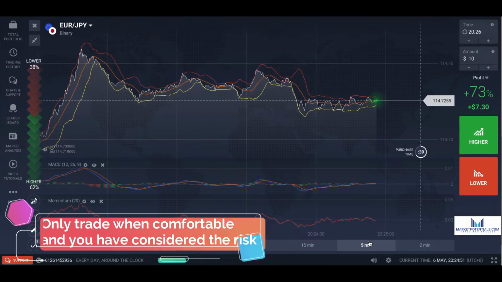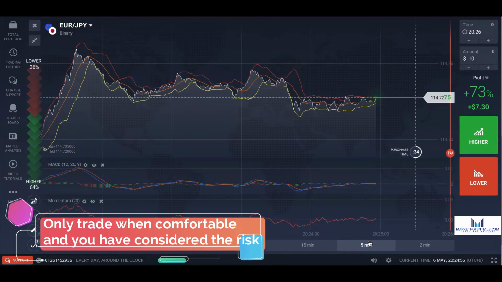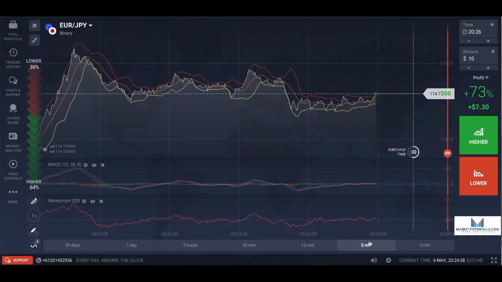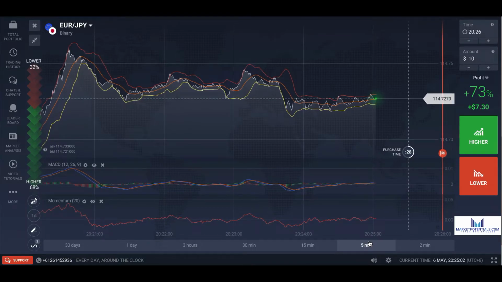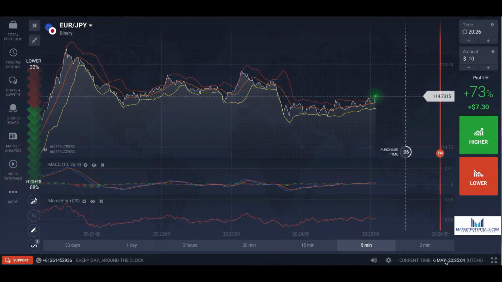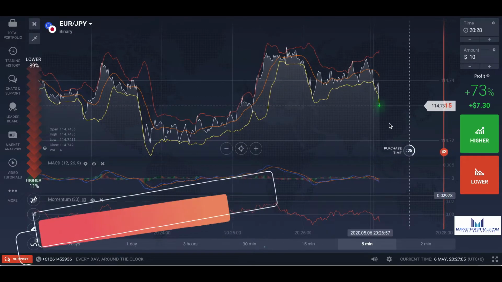If you're new to this, you're taking in a lot of information, you're trying to understand a lot of stuff. So only trade when you are confident of it, and you have reduced the risk as much as possible. Guys, like I said, take your time. There is no rush in rushing into a trade.